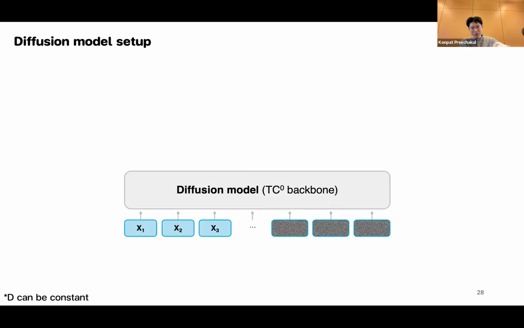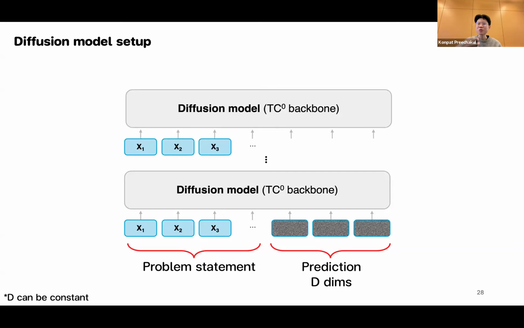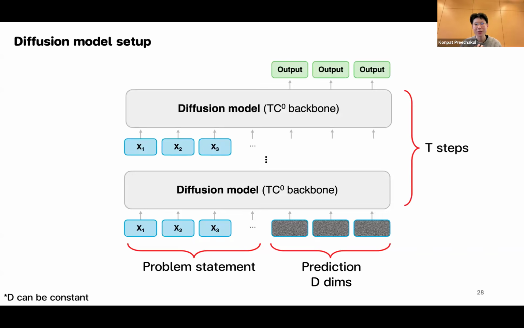So this is the setup here. We have a diffusion model with a TC0 backbone. We need two parts. The first part is the problem statement. We have some tokens that define what the problem is, so that we know how to tell the diffusion model what the problem is. And the second part is the prediction. Hopefully, at the end of the denoising, you get the output. And this prediction has d dimensions. The diffusion model repeats this for T steps, and at the end, hopefully we get the predicted output. So this is the setup.